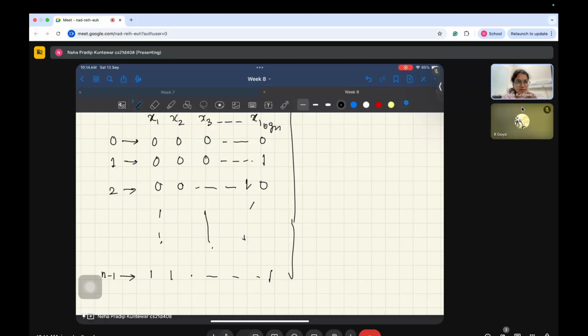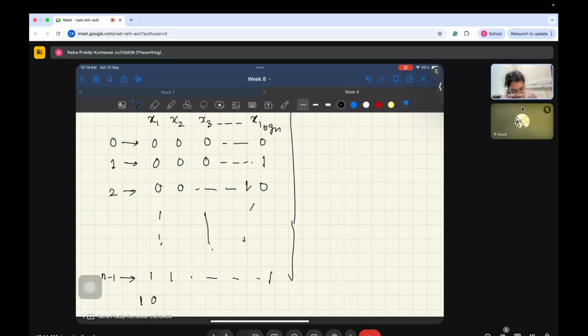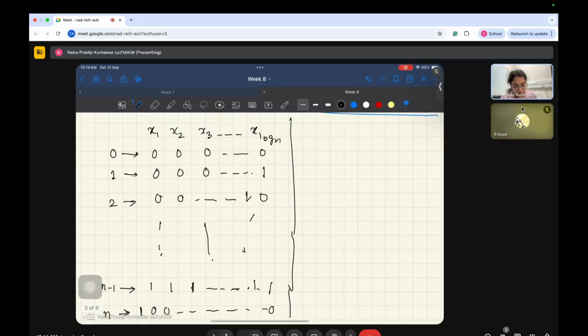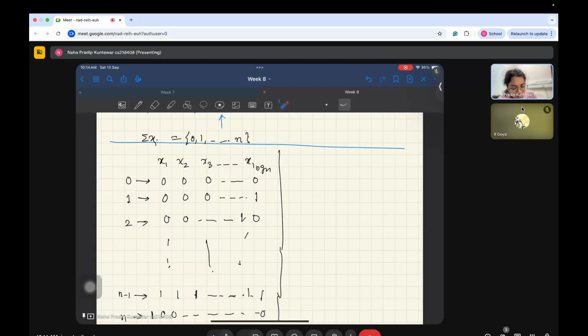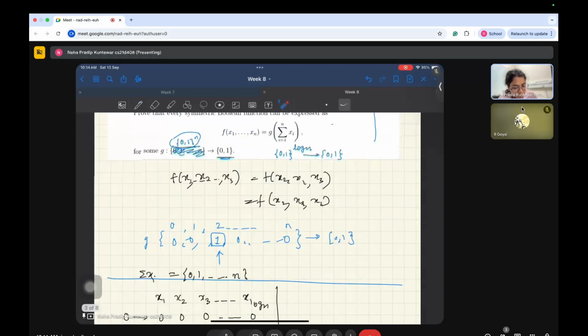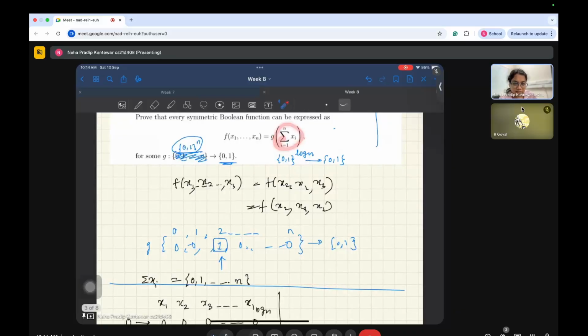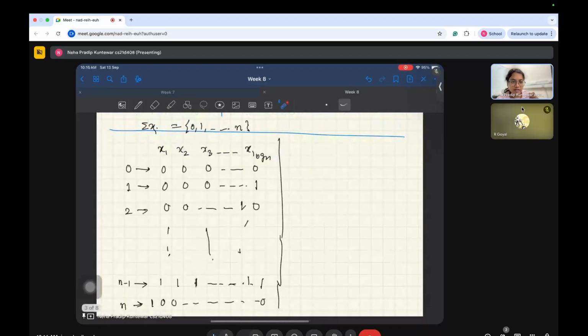Okay, so I might need one more bit to represent n. So I'll probably end with 1 and all zeros. That would be n for us. So think of the summation that we are getting, which is an integer. Write it as a binary representation and think of that as input to G.